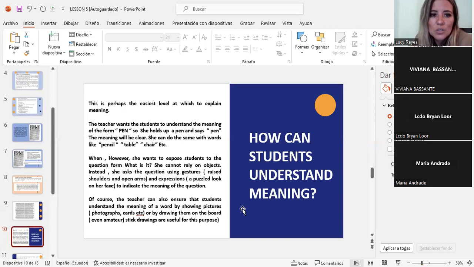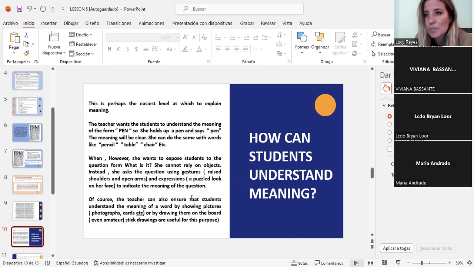Instead, she asks the question using gestures. You can use gestures: raise shoulders and open arms, and expressions, a puzzled look on her face to indicate the meaning of the question. It's very important that you use gestures and mime so that your students can understand the meaning of the word. Of course, the teacher can also ensure that the student understands the meaning of a word by showing pictures, photographs, cards, or drawing them on the board. Even amateur stick drawings are useful for this purpose.